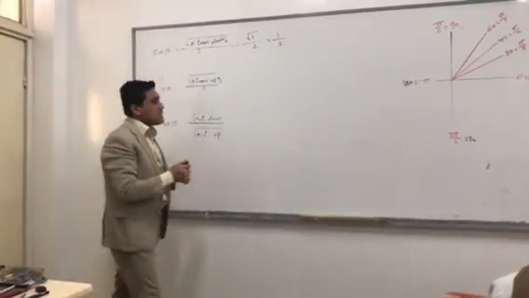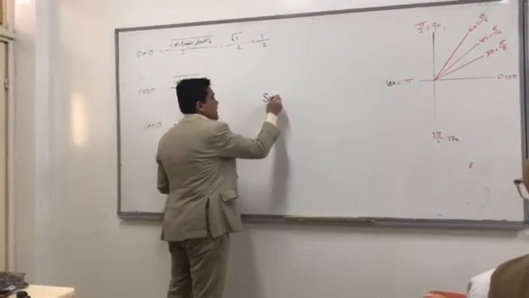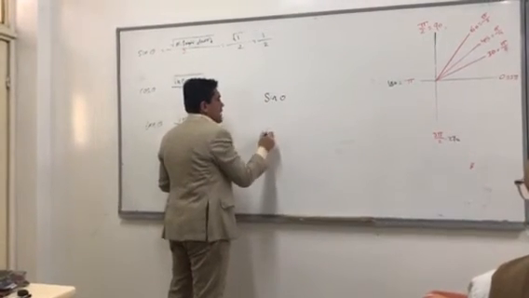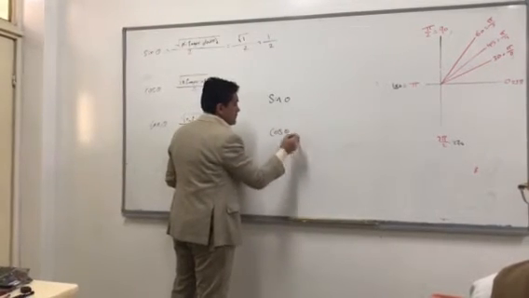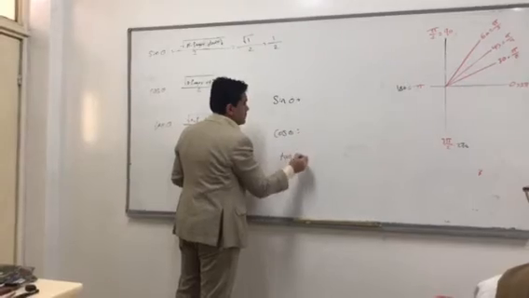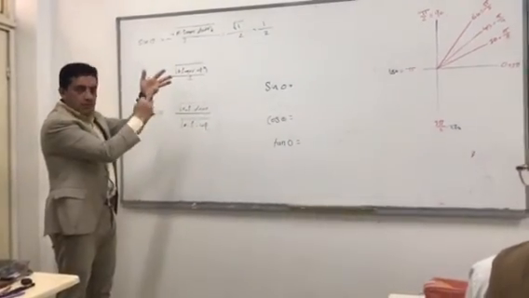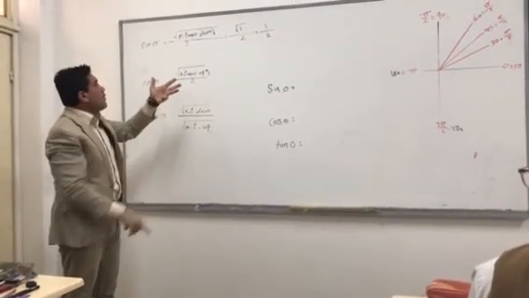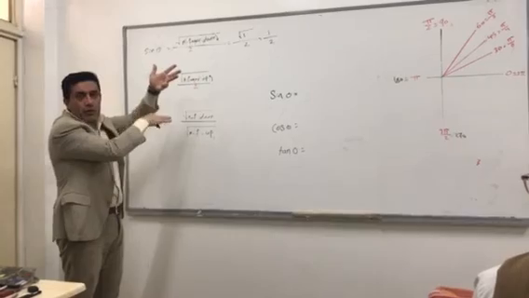For example, for 0: sine 0, cosine 0, tan 0. It remains 0. Where is 0? It is 0. For sine, the number of fingers down. How many fingers are under 0? We have 0.